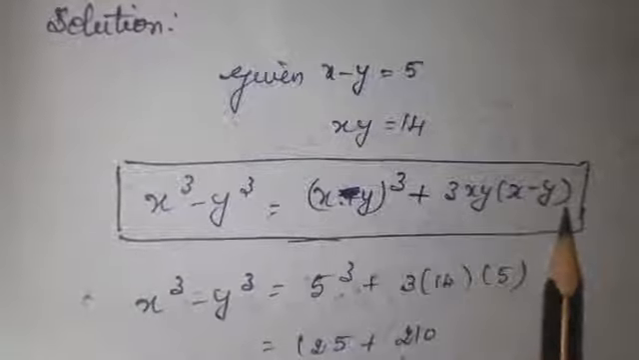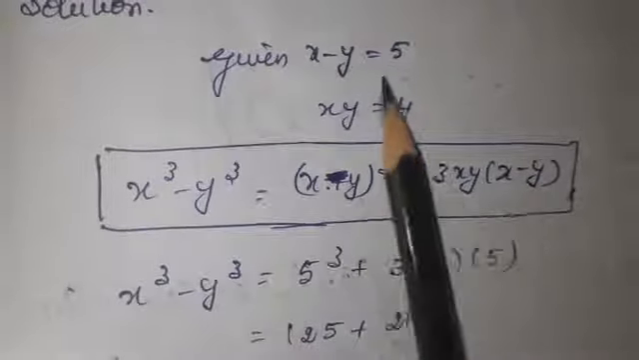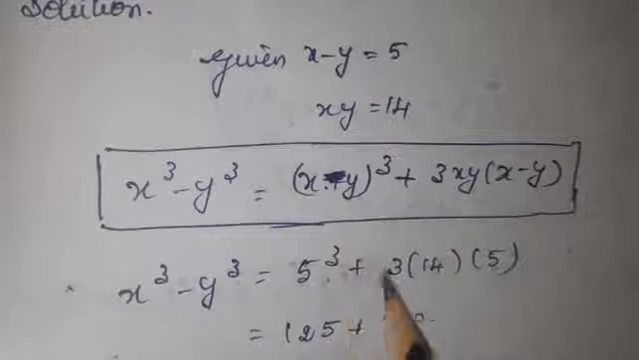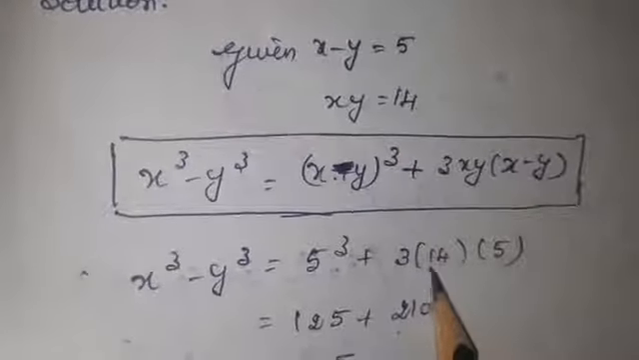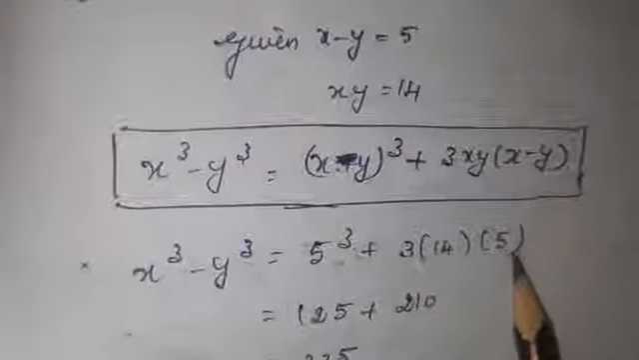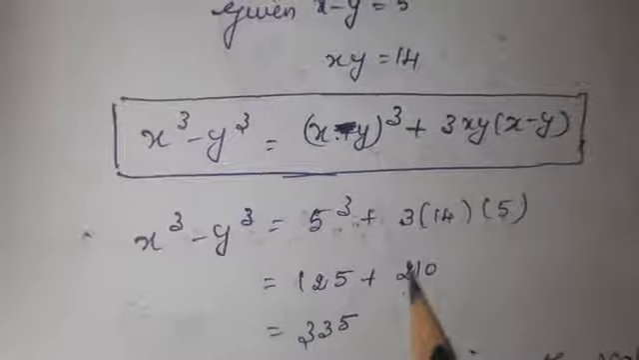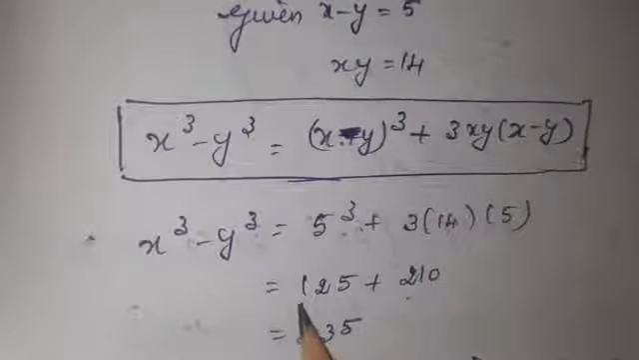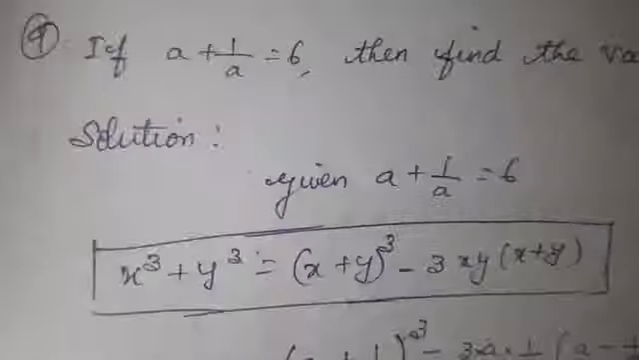into x minus y. The value of x minus y given in that question is 5. Instead of this, I am writing 5 cube plus 3 into xy value is 14. Here I have substituted 14 into x minus y is 5. 5 cube, 5 into 5 into 5 is 125, plus multiply this, 3 into 14 into 5 is 210. Here add this, you will get 335.